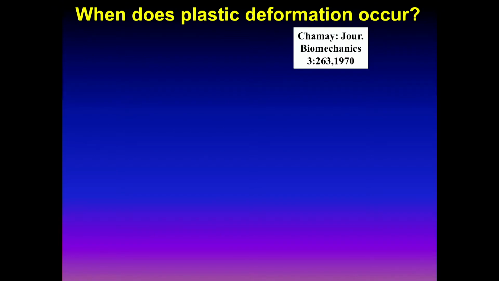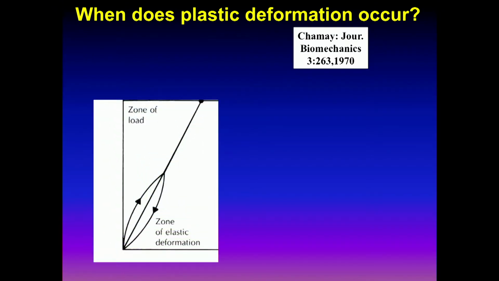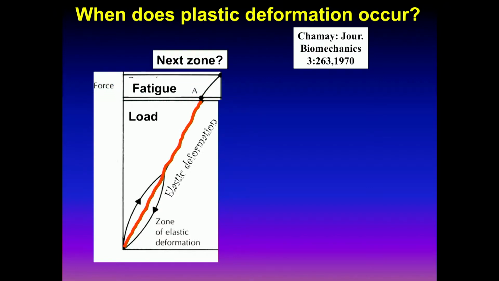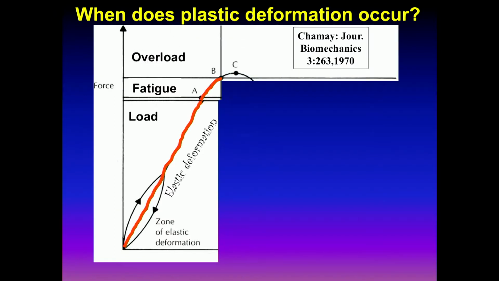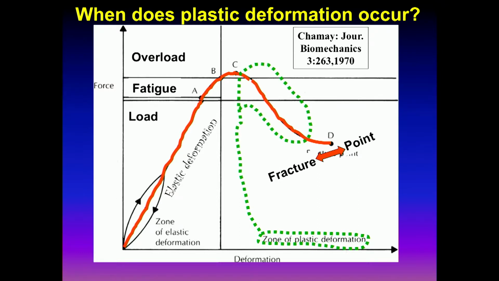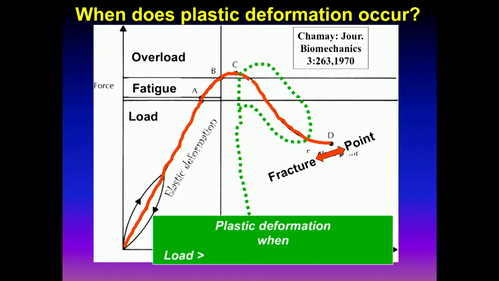Now, when does plastic deformation occur? Well, we went through this before. The first thing that happens is that you have elastic deformation, and then you start to have enough force that it starts to alter the internal structure, and it begins to fatigue, and then it overloads and actually changes that internal structure. And the next zone is if you really have a lot of force, it'll completely fail. And so plastic deformation usually occurs in this area, when the load is greater than the elastic limit, but it's not quite at the fracture point.